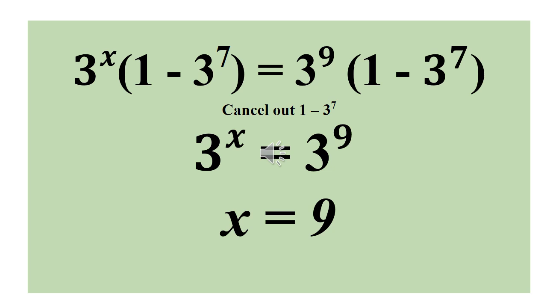Now since we are having the same base here, it means we can equate the exponents. That's the law of exponents. When the bases are the same and you have an equal sign in between, it means you can equate the exponents. So x equals 9, and that's the value of x.